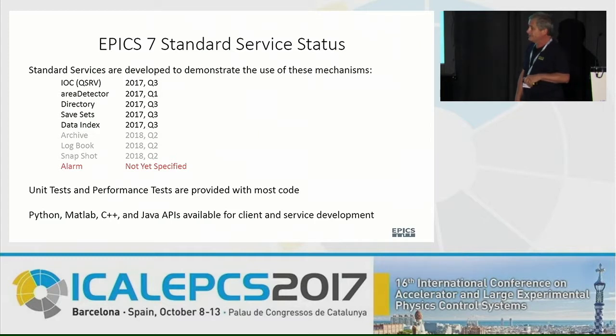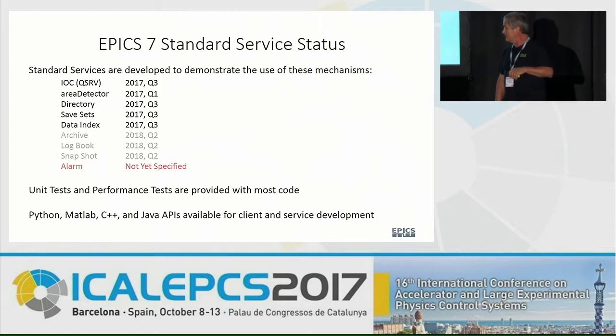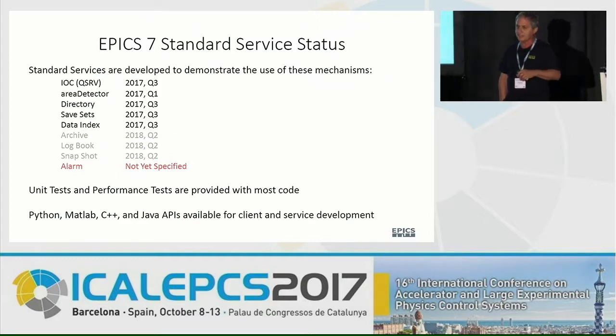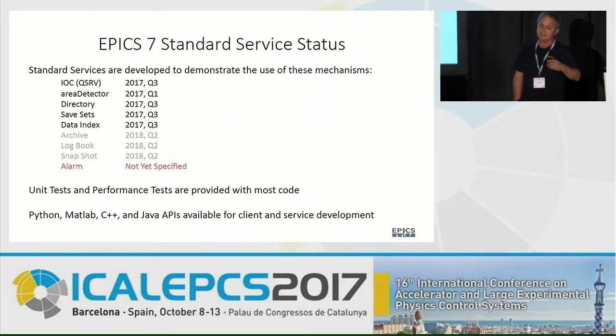Unit test and performance tests are provided with most code, and all of this is available through Python, MATLAB, C++, and Java APIs for client and service development. So we have tools that allow you to easily integrate your data as an EPICS 7 service into your network.